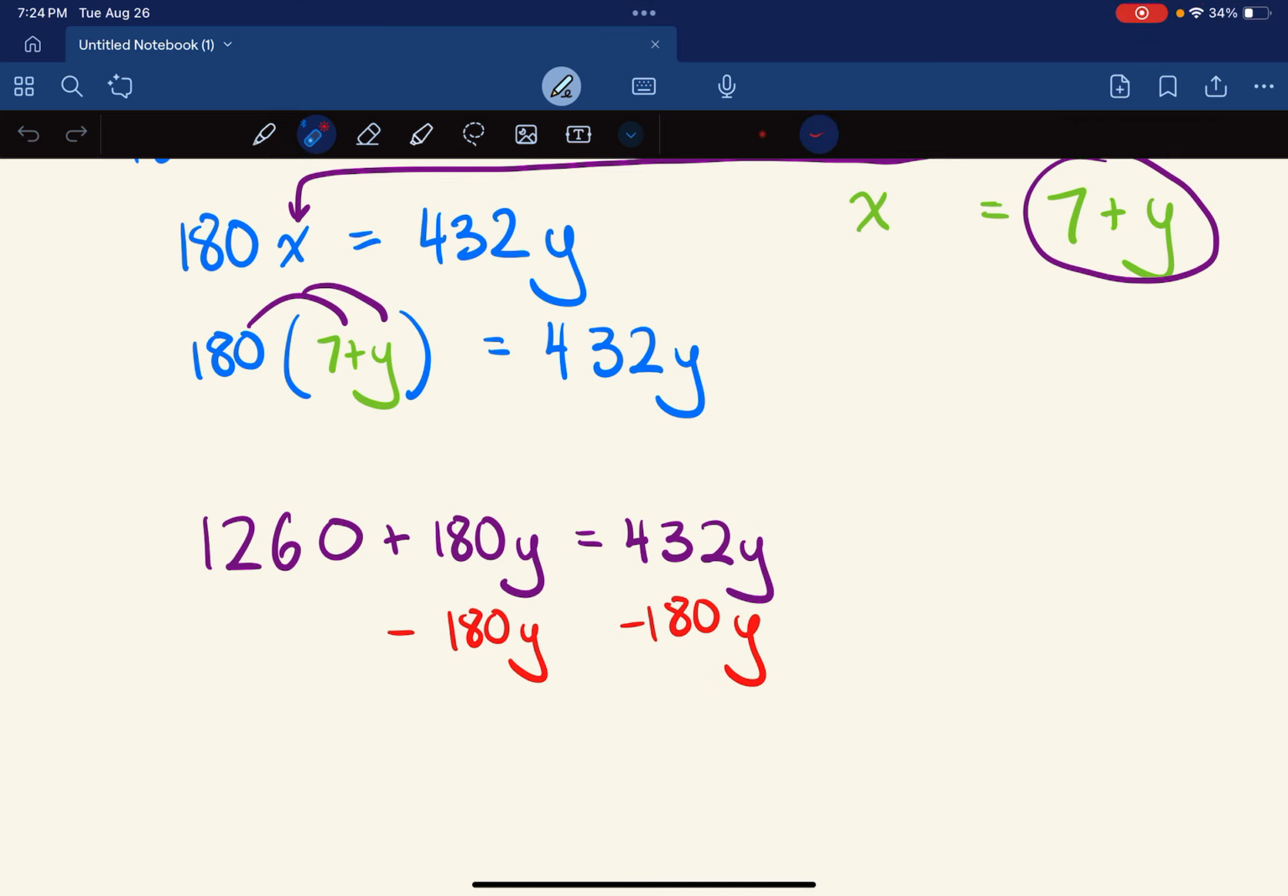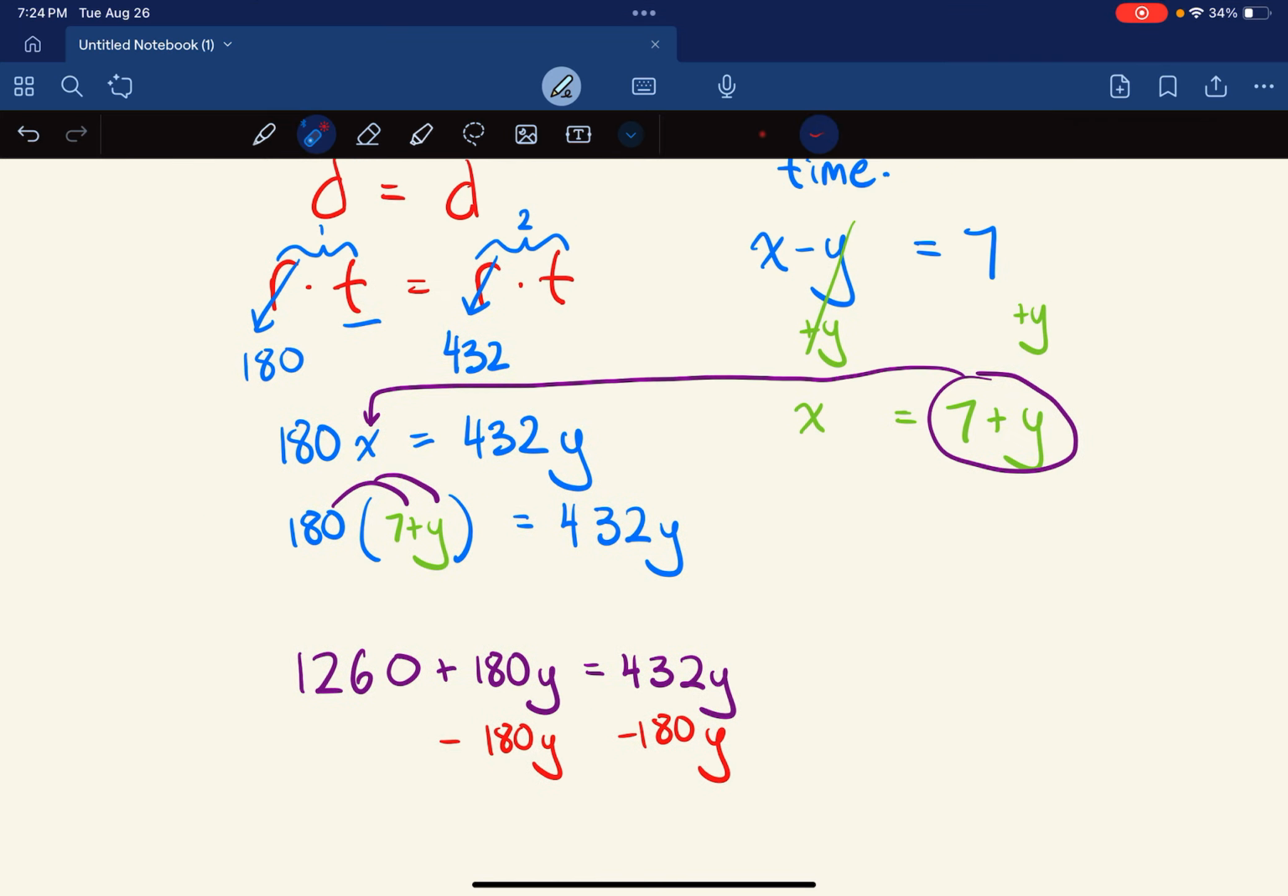And just as a review of best methods, notice that when I write like terms, I'm writing them directly underneath each other.